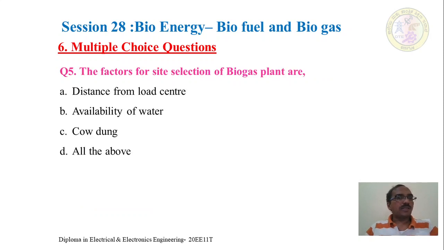Okay, what are the factors for the site selection of the biogas plant? Distance from the load center, yes, it is one of the factors. Availability of water is necessary for producing steam and all, as well as in the case of biogas plants it is required for mixing. Yes, it is required. And then cow dung is an important constituent of your biomass. So all of the above is the correct answer.